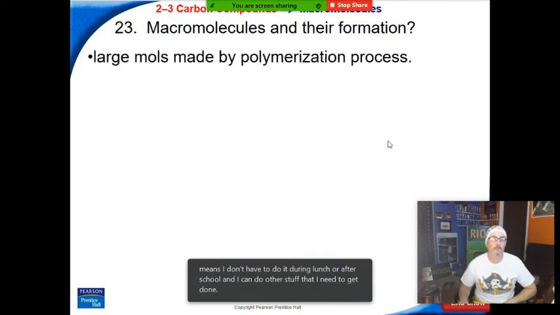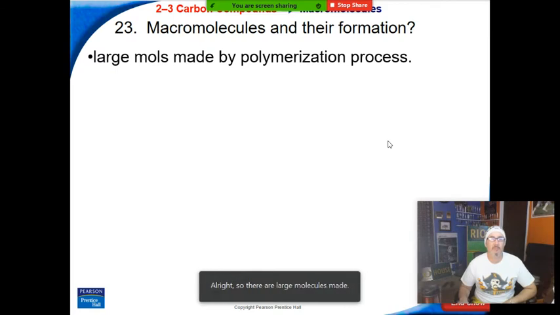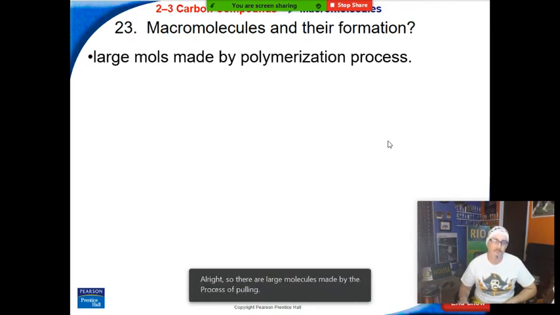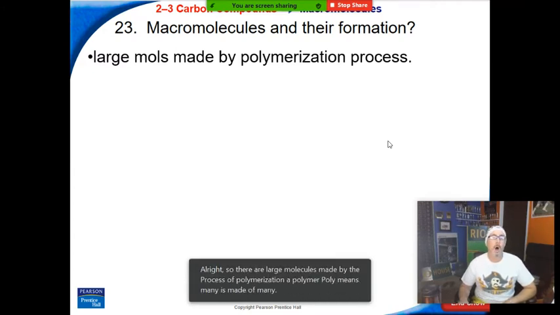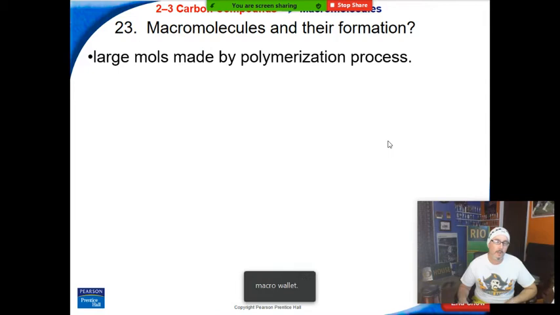All right, so there are large molecules made by the process of polymerization. A polymer, poly means many, is made of many monomers. A mono, one, poly, many. A monomer bonds to another monomer and another monomer and another monomer, and it makes a polymer. Okay, so macromolecules are polymers.